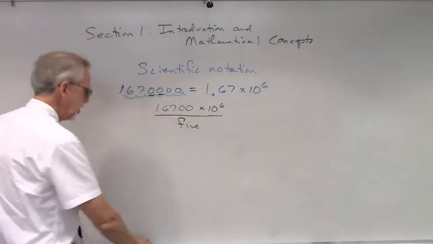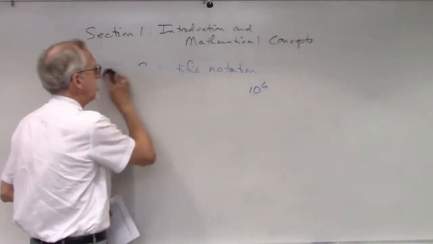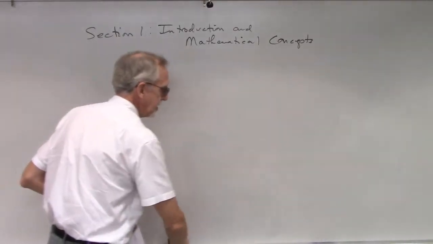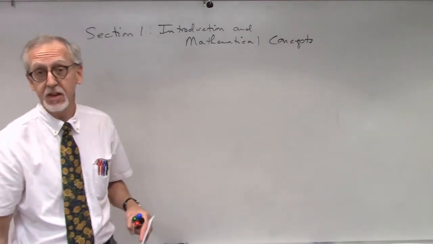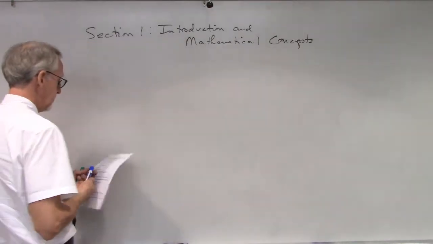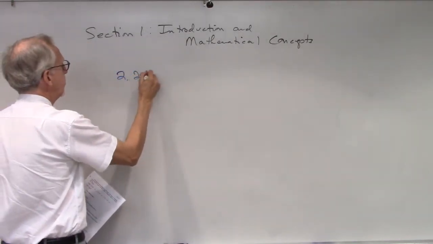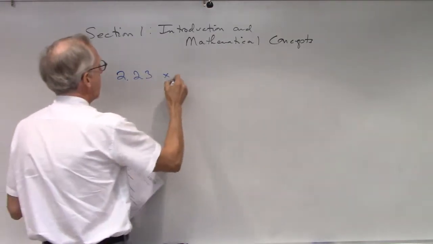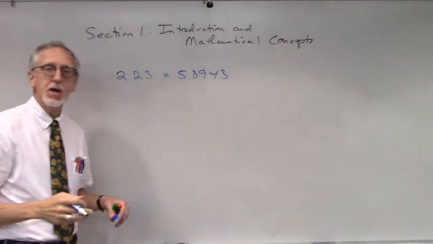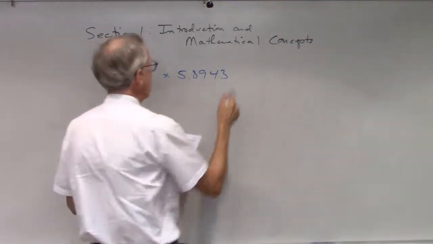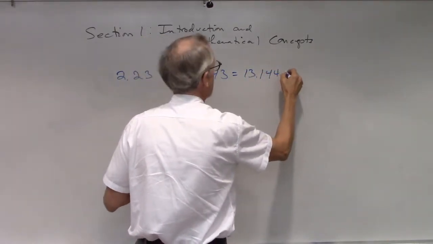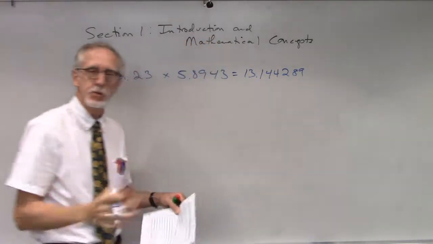Okay, now how do we use these things? Why do we worry about these kinds of things? Well, how do we combine numbers with the appropriate number of significant figures? For example, how do we multiply numbers? Let's imagine that we're going to multiply 2.23 by 5.8943. And you do this on your calculator, and what you get is 13.144289. So that's what your calculator tells you.